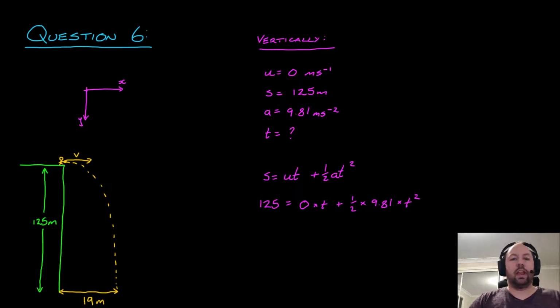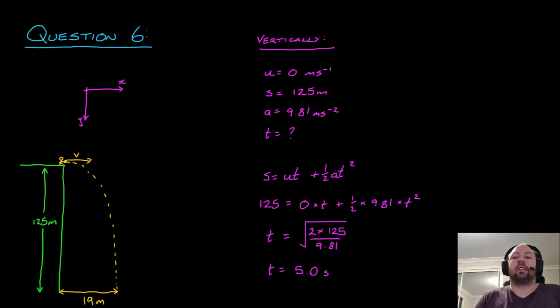So working with s equals ut plus half at squared, we get that 125 equals 0 times t, so that term's going to disappear, plus half times 9.81 times t squared. Rearranging this gives us that t is equal to the square root of 2 times 125 divided by 9.81. And this gives us that the time for the object to fall to the ground is approximately 5.0 seconds.